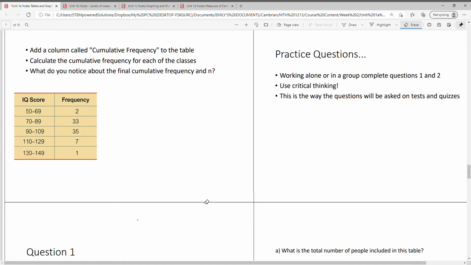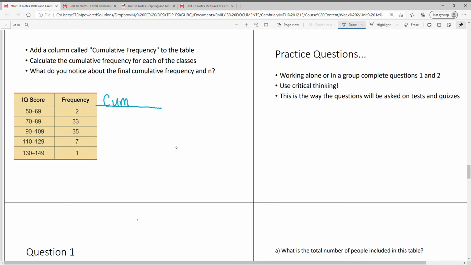Add a column called cumulative frequency to the table and calculate the cumulative frequency for each of the classes. What do you notice about the final cumulative frequency and n? So pause the video and give it a shot, and I will generate a solution here.